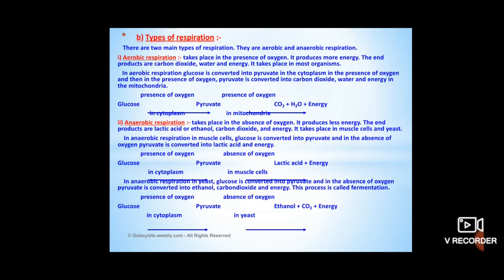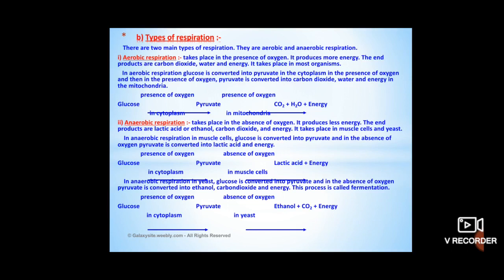Anaerobic respiration also takes place in yeast cells. Here in the yeast cells the glucose is broken down into pyruvate. The pyruvate again breaks down in the absence of oxygen. It is converted into ethanol, carbon dioxide and energy. The ethanol and carbon dioxide are toxic substances, and energy is what is released with the help of glucose.